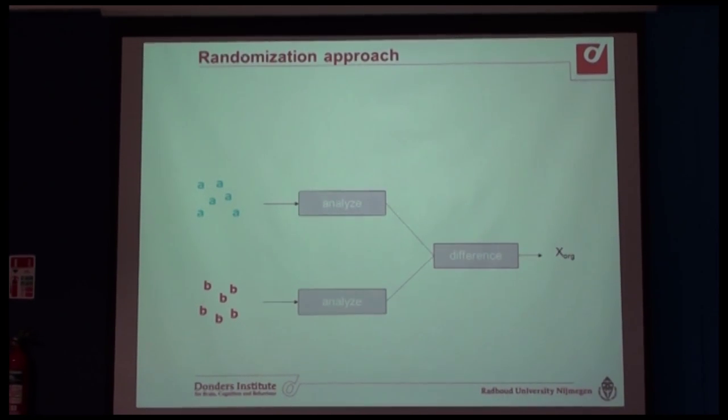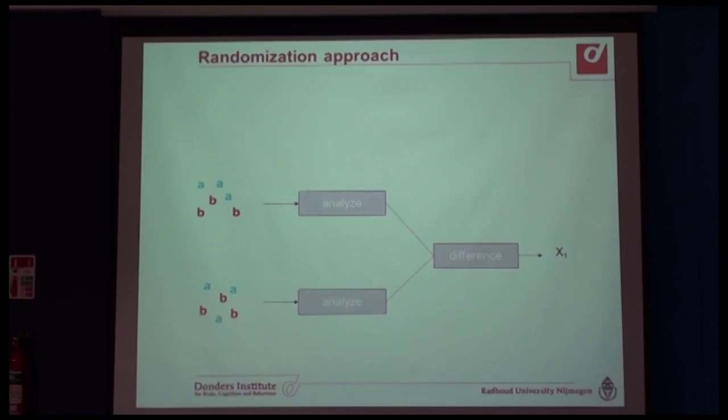And if we believe this null hypothesis, well, then we can use this schema. So we can take the data in one condition, we can take the data in another condition, we can analyze it, and we can compute some sort of a difference. The analysis that we, for example, perform is the computation of the mean value and the computation of the variance or the standard deviation. And the difference is, for example, computed by taking the difference between the means divided by the estimate of the standard deviation. So that means that we get a number out, and this number is the statistic.